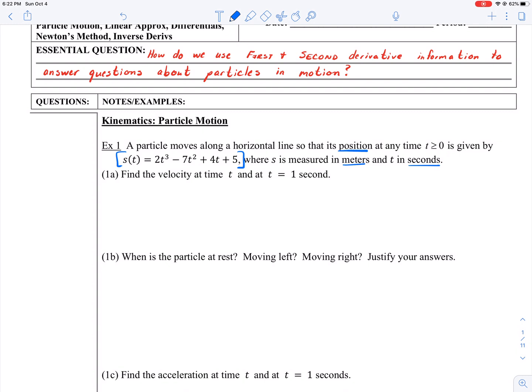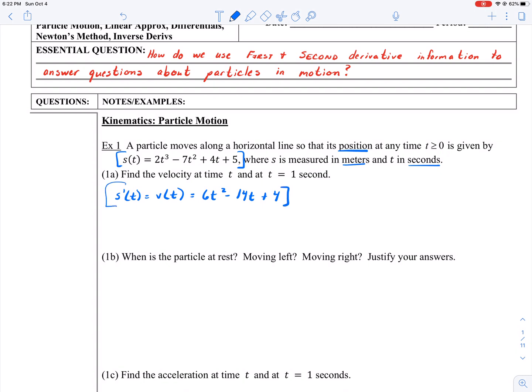So to find the velocity, again, we're applying our knowledge of first and second derivatives directly to particle motion. Velocity is going to be the derivative of position, so I like to make that connection in the notation. S prime of t is V of t. I know how to take this derivative because it's just a power rule, so I'm going to have 6t squared minus 14t plus 4. So find the velocity at time t, that's what I just did. That was the answer to question 1, the velocity at any time.